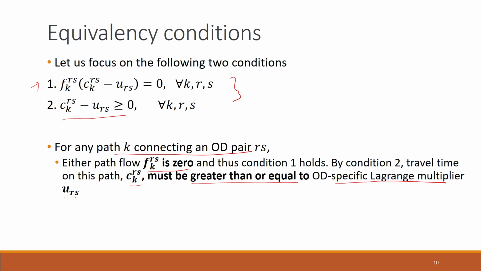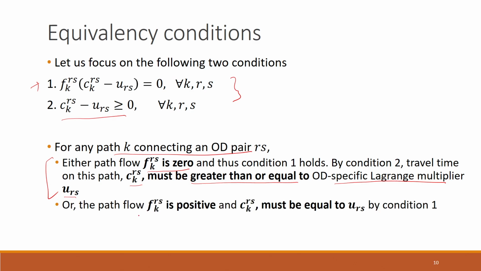So either FKRS is equal to 0, and this is what happens, that is we get CKRS greater than or equal to URS. Or if the path flow is positive, that is this path is getting used and there is some positive flow, if FKRS is greater than 0, then this term has to be equal to 0, that is CKRS must be equal to URS by this first condition.